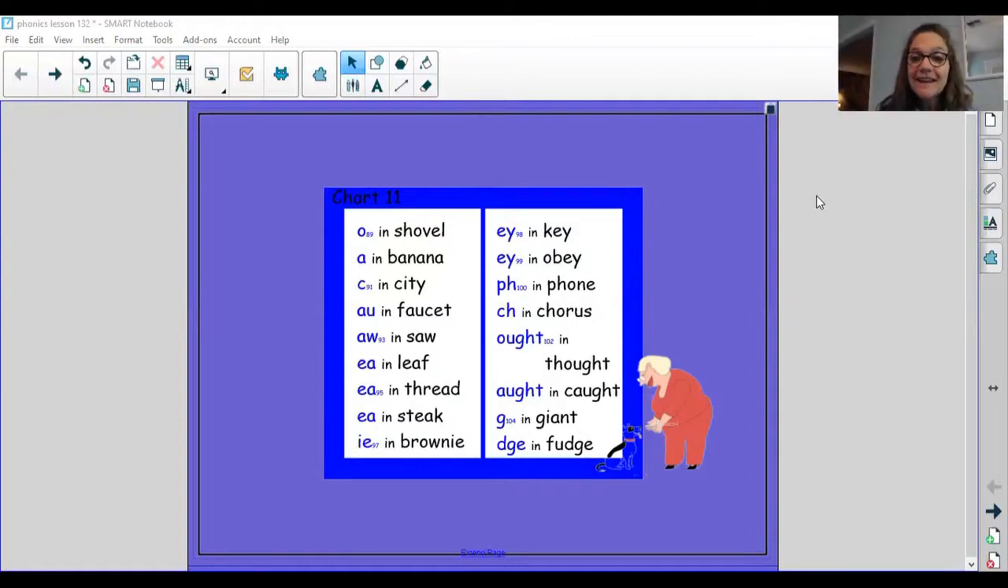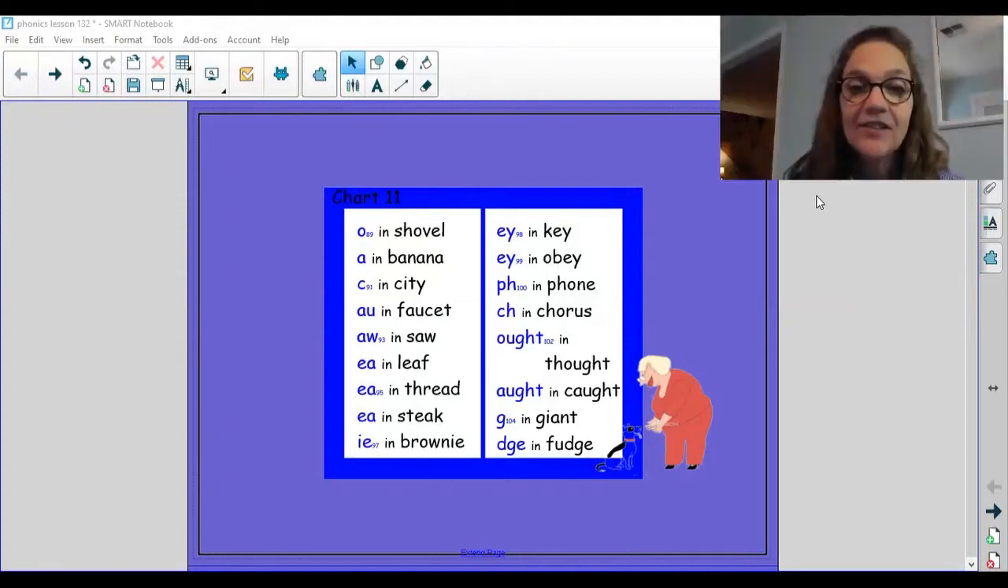Hello, everybody. We're back for another phonics lesson, and today's phonics lesson is going to start with chart 11. Here we go. The better you know these special sounds, the easier it'll be for you to read. Here we go. O in shovel, A in banana, C in city.